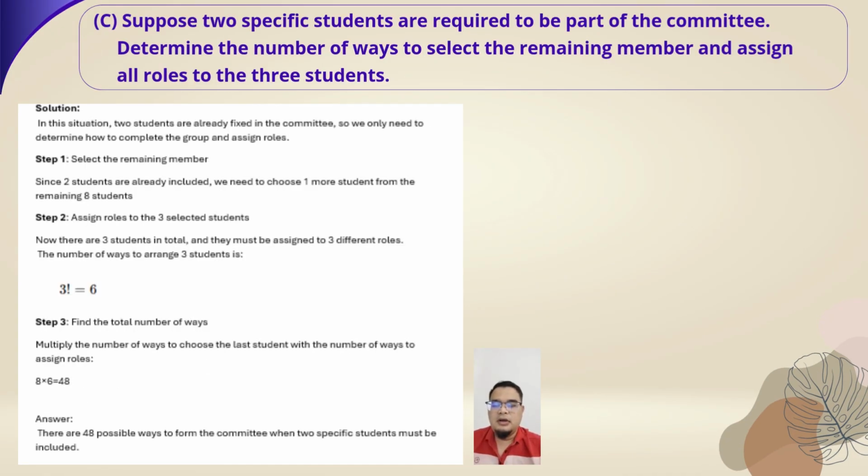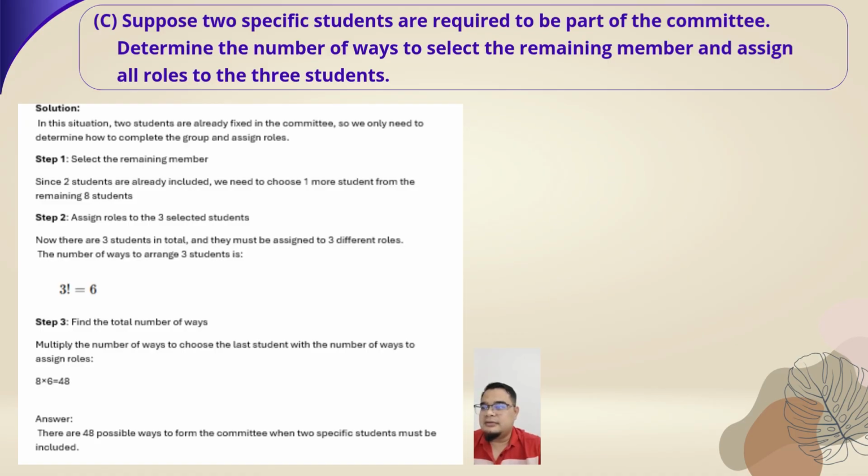Question C. Suppose 2 specific students are required to be part of the committee. Determine the number of ways to select the remaining member and assign all roles to the 3 students. Solution. In this situation, 2 students are already fixed in the committee, so we only need to determine how to complete the group and assign roles. We have also 3 steps.